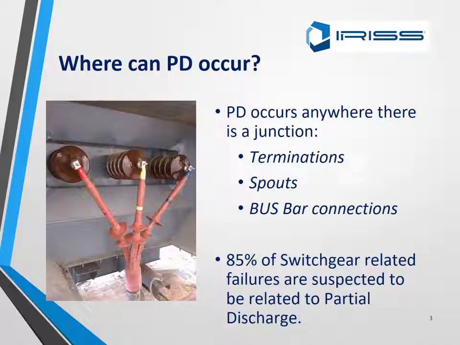So where can PD occur? Well, PD occurs anywhere there is a junction or a man-made termination. So, as stated, the termination is always a weak spot. Spouts and busbar connections. So, as stated, 85% of switchgear related failures are suspected to be related to partial discharge.